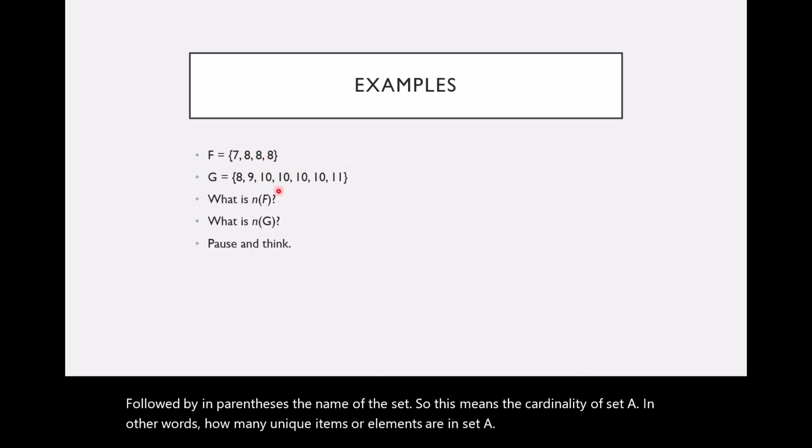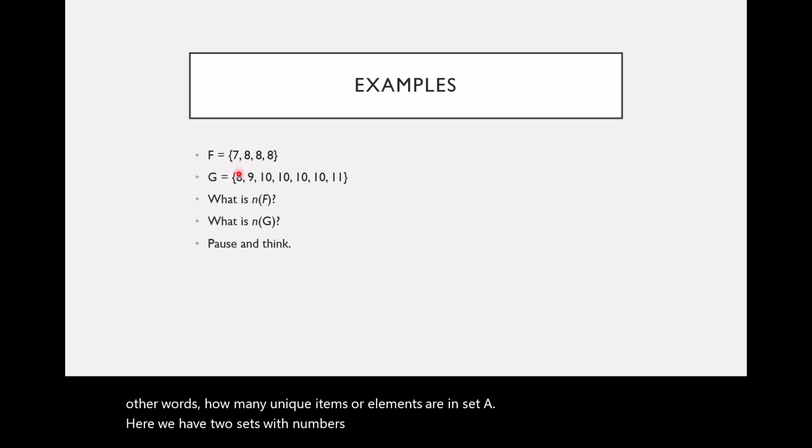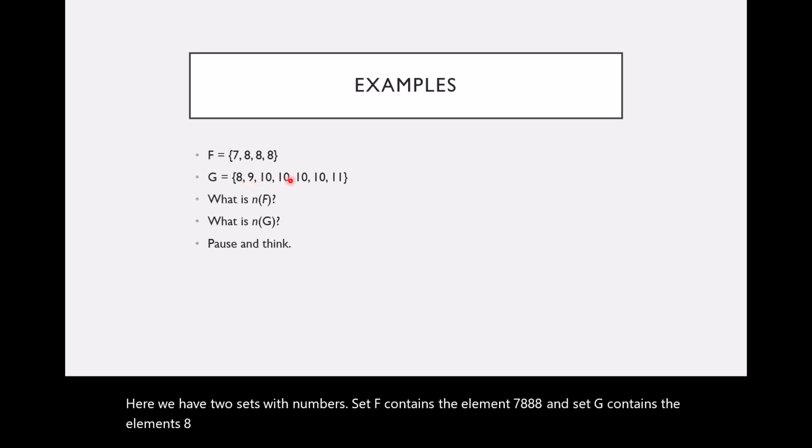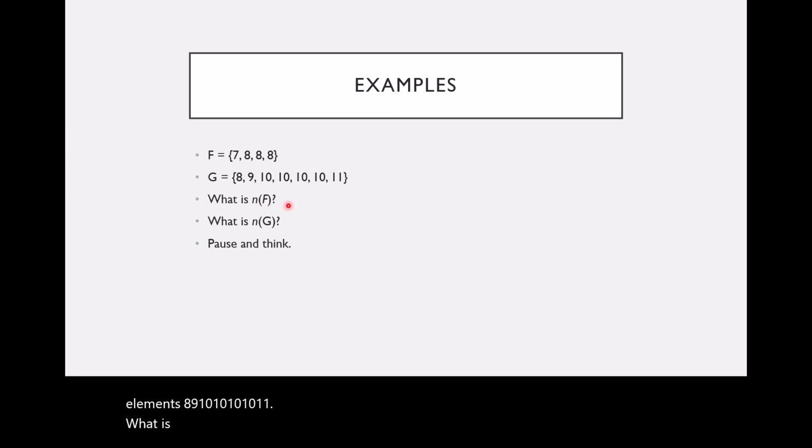Here we have two sets with numbers. Set F contains the elements 7, 8, 8, 8, and set G contains the elements 8, 9, 10, 10, 10, 10, 11. What is the cardinality of F? What is the cardinality of G? Pause and try to answer those two questions.